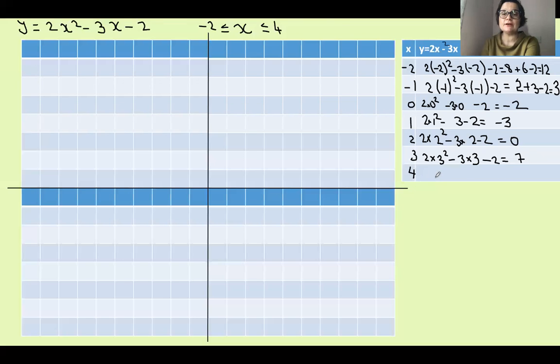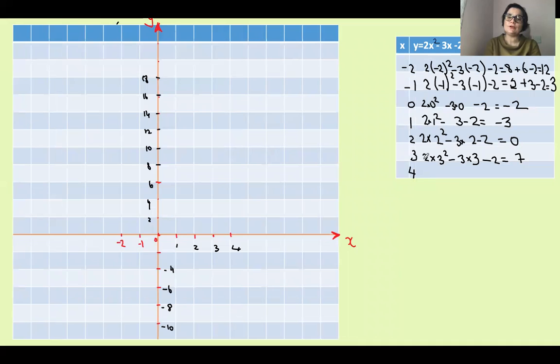When you substitute x equals 4, then we're going to have 2 times 4 to the power of 2, minus 3 times 4, minus 2. And so the answer: 4 to the power of 2 is 16, times 2 is 32, minus 12, because 3 times 4 is 12, minus 2. So 32 minus 12 is 20, minus 2, 18. We're going to stop here.